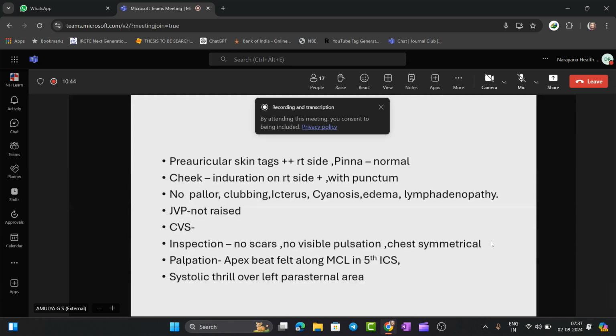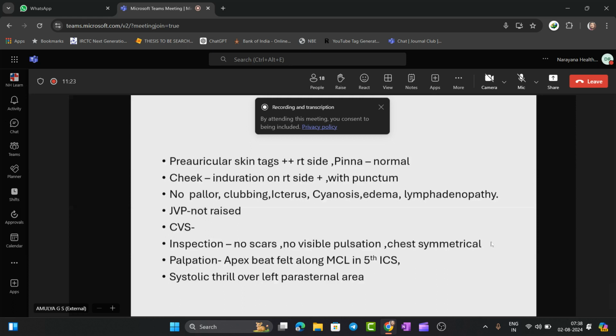Coming to head-to-toe examination, baby with fair skin complexion. There were preauricular skin tags noted on the right side. Pinna was otherwise normal. On the cheek, there's an induration with inflammation, size about 2 by 2 centimeters, with punctum and pus discharge. No pallor, clubbing, icterus, cyanosis, edema, lymphadenopathy noted. Nothing was noted in both upper and lower limbs. JVP was not raised.